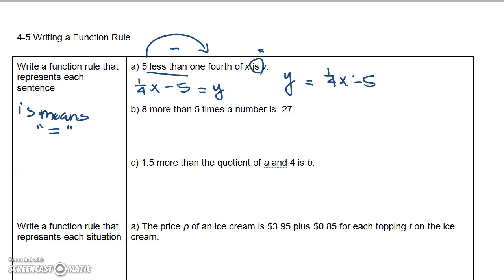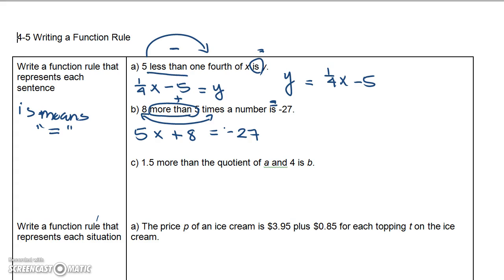Both are fine. Okay, your next one says 8 more than, that's important to me, it means addition, but it also means I need to switch the order. 8 more than 5 times a number is equals negative 27. So that's something plus 8. 5 times a number, let's call it x, is equals negative 27. And there you go.